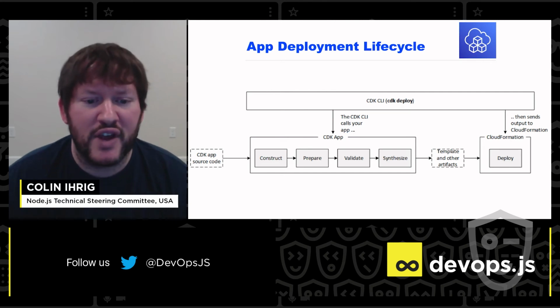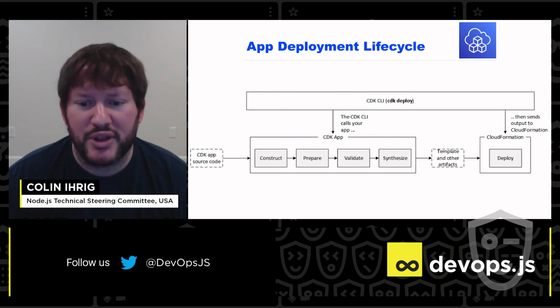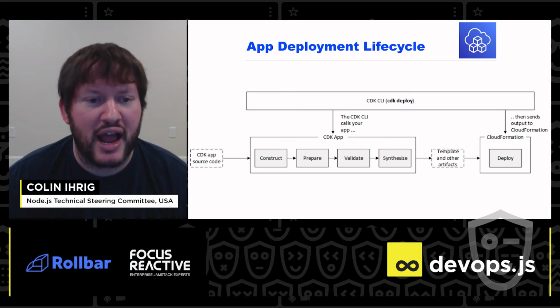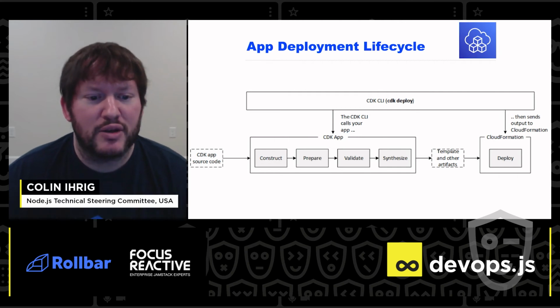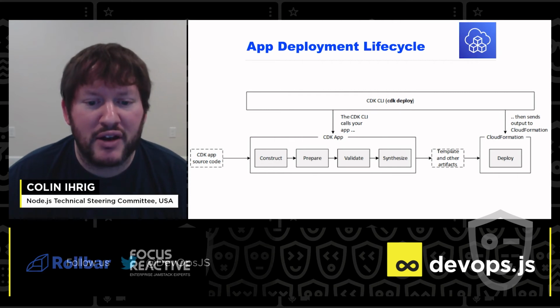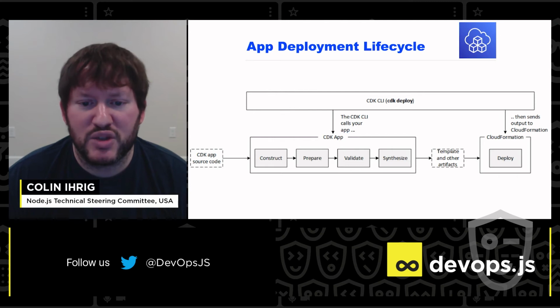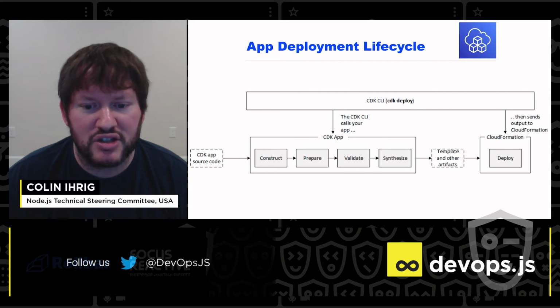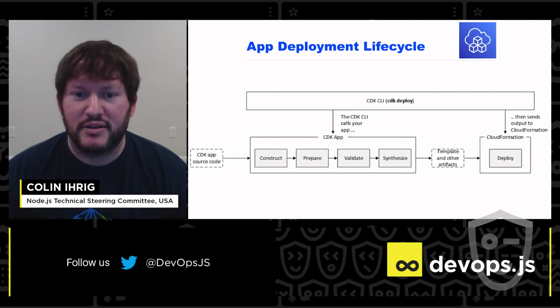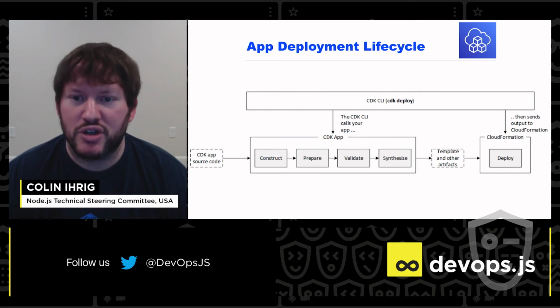The prepare and validate phases are hooks that are available to constructs, but they're generally not needed, and sometimes they're actively discouraged. And then next comes the synthesis phase, which generates something called a cloud assembly. The cloud assembly is going to be your CloudFormation template, as well as any other deployment artifacts that are needed to deploy your app to the cloud. And I'll talk about what those other deployment artifacts are in a little while. And then the deploy will actually take your cloud assembly and upload anything that needs to be uploaded to the cloud and start a CloudFormation deployment. And once that succeeds, then you have a CDK app that is actually deployed to the cloud.